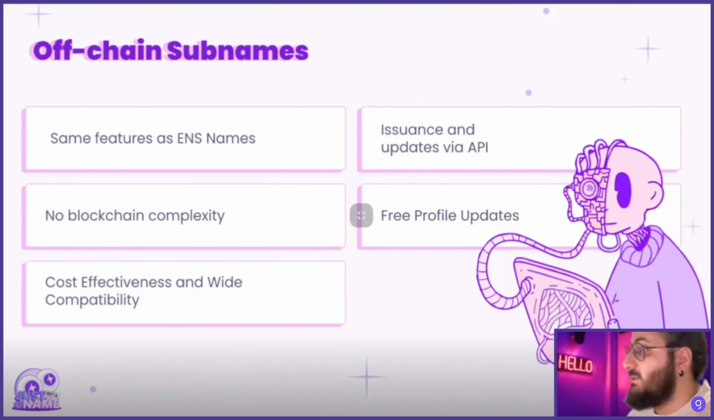By using JustAName subnames, you get all the features and benefits of regular ENS names, but with additional perks. There are no transaction fees for creating a subname or updating an existing one, making it a cost-effective solution. Businesses can issue subnames through our API or SDK. This means that when they're dealing with blockchain complexity or transactions, everything is straightforward and efficient. Plus, our off-chain subnames are fully compatible with the ENS ecosystem, so in other words, you get the best of both worlds: cost-effectiveness and wide compatibility.